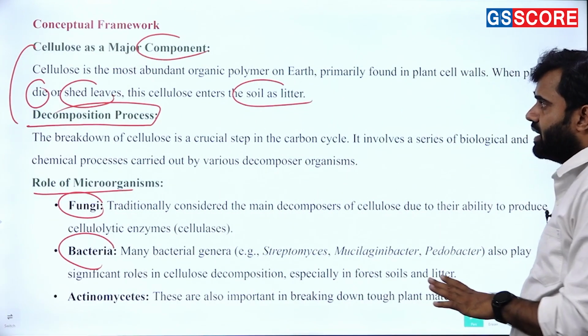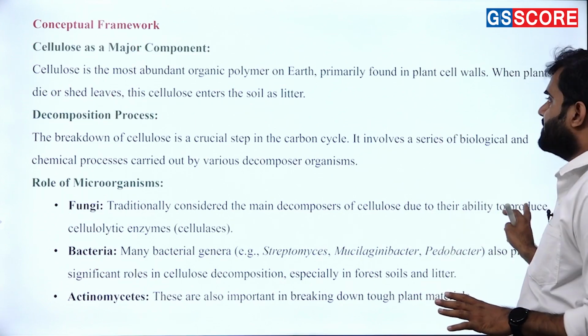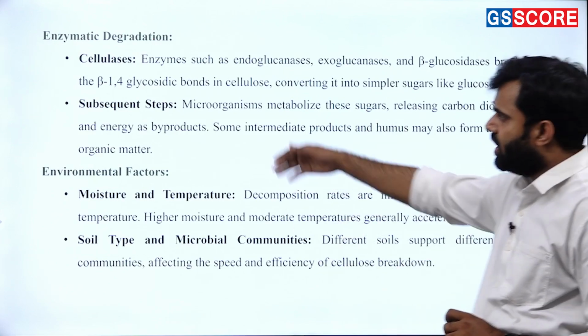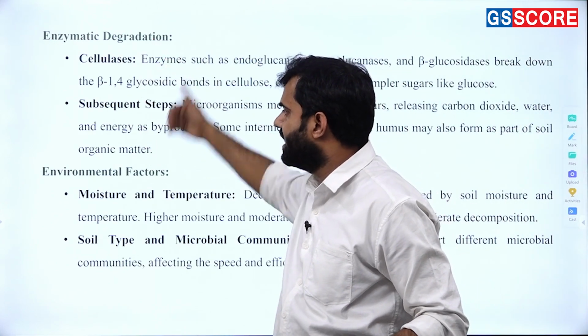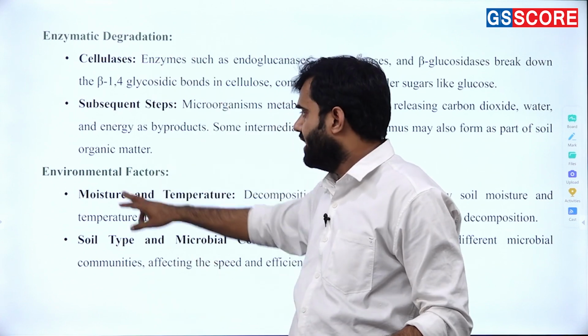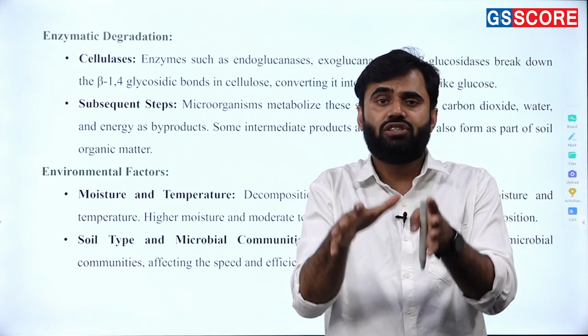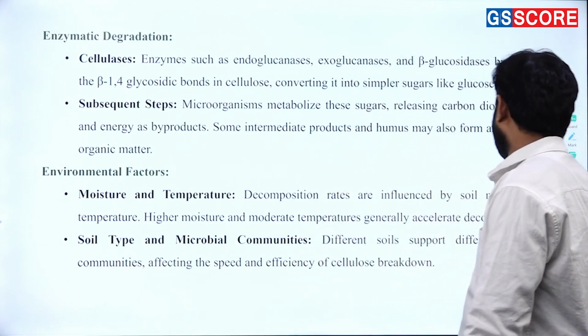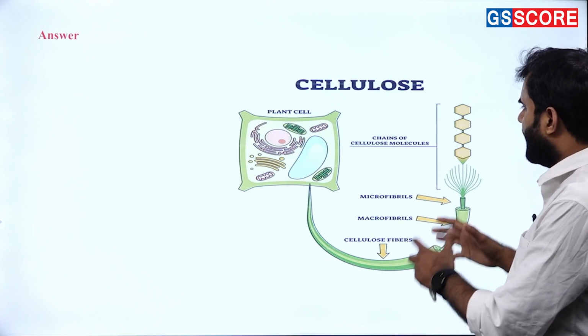Now we understand the major conceptual things regarding cellulose. Next, these are the important steps regarding enzymatic degradation. Then there are environmental factors; don't forget to mention the environmental factors. Okay. Next, the answer. Now let's write the perfect answer.